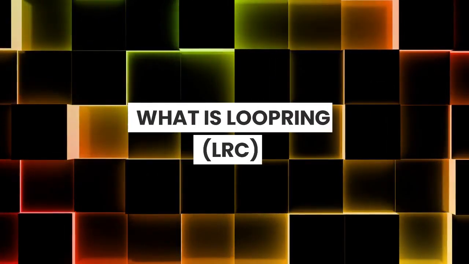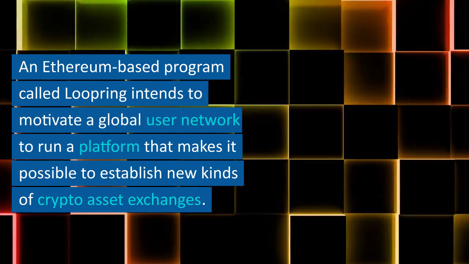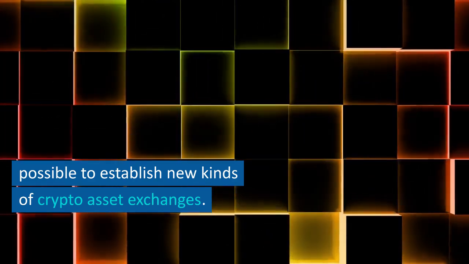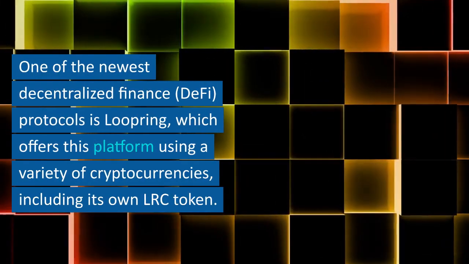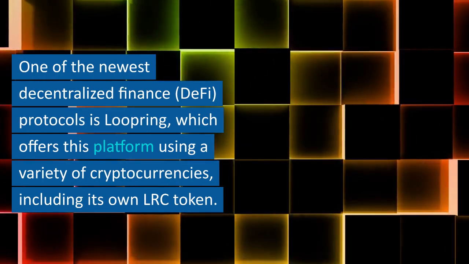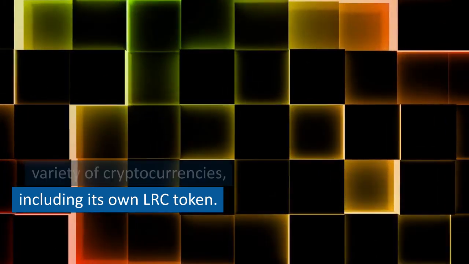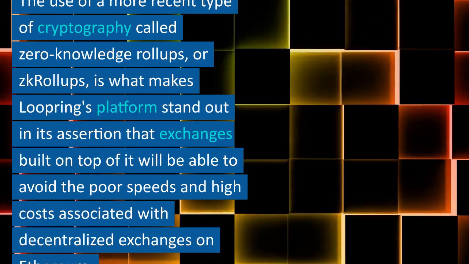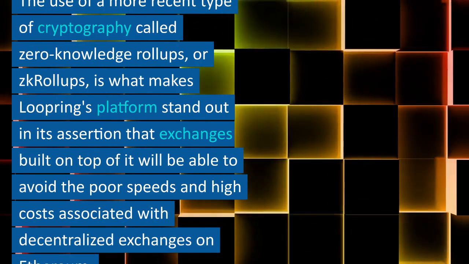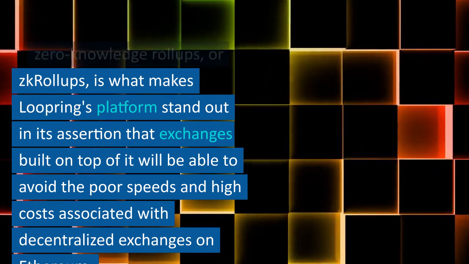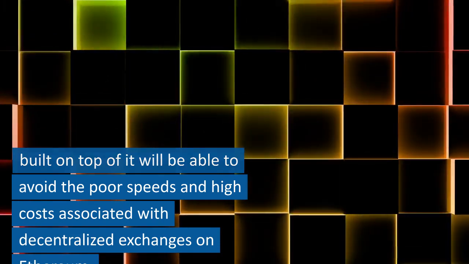What is Loopring, LRC? An Ethereum-based program called Loopring intends to motivate a global user network to run a platform that makes it possible to establish new kinds of crypto asset exchanges. One of the newest decentralized finance, DeFi, protocols is Loopring, which offers this platform using a variety of cryptocurrencies, including its own LRC token. The use of a more recent type of cryptography called zero-knowledge rollups, or zkRollups, is what makes Loopring's platform stand out in its assertion that exchanges built on top of it will be able to avoid the poor speeds and high costs associated with decentralized exchanges on Ethereum.